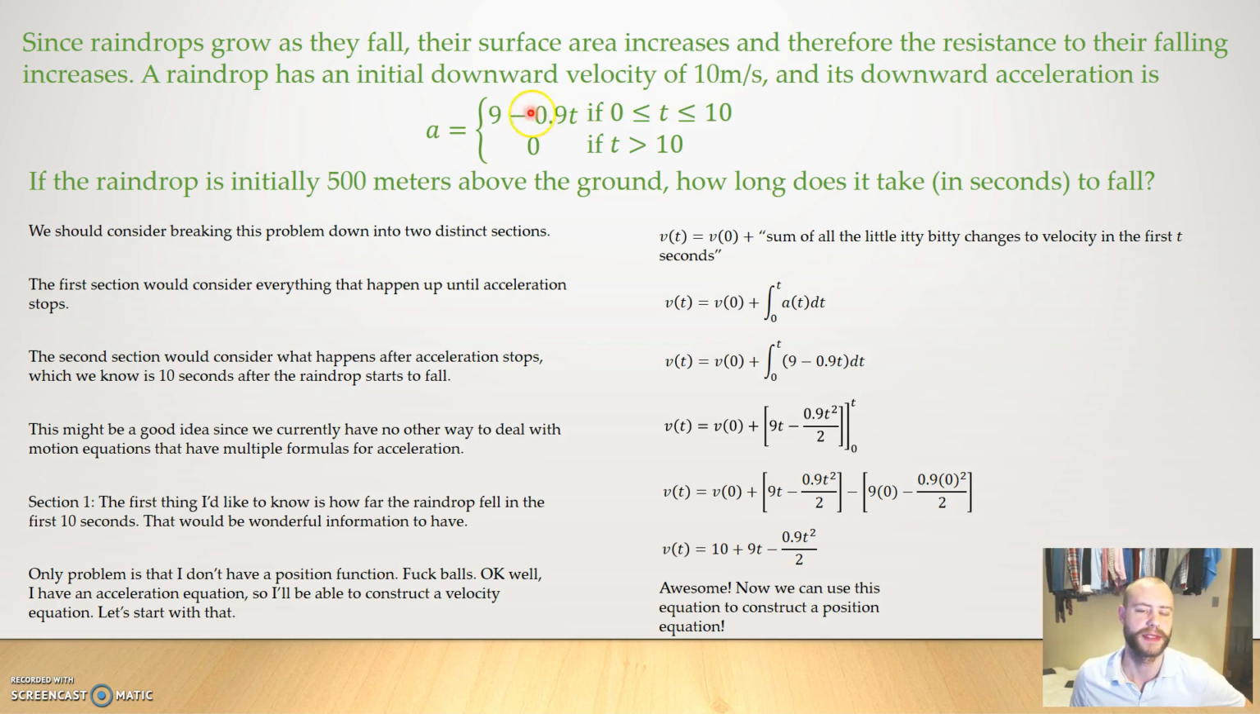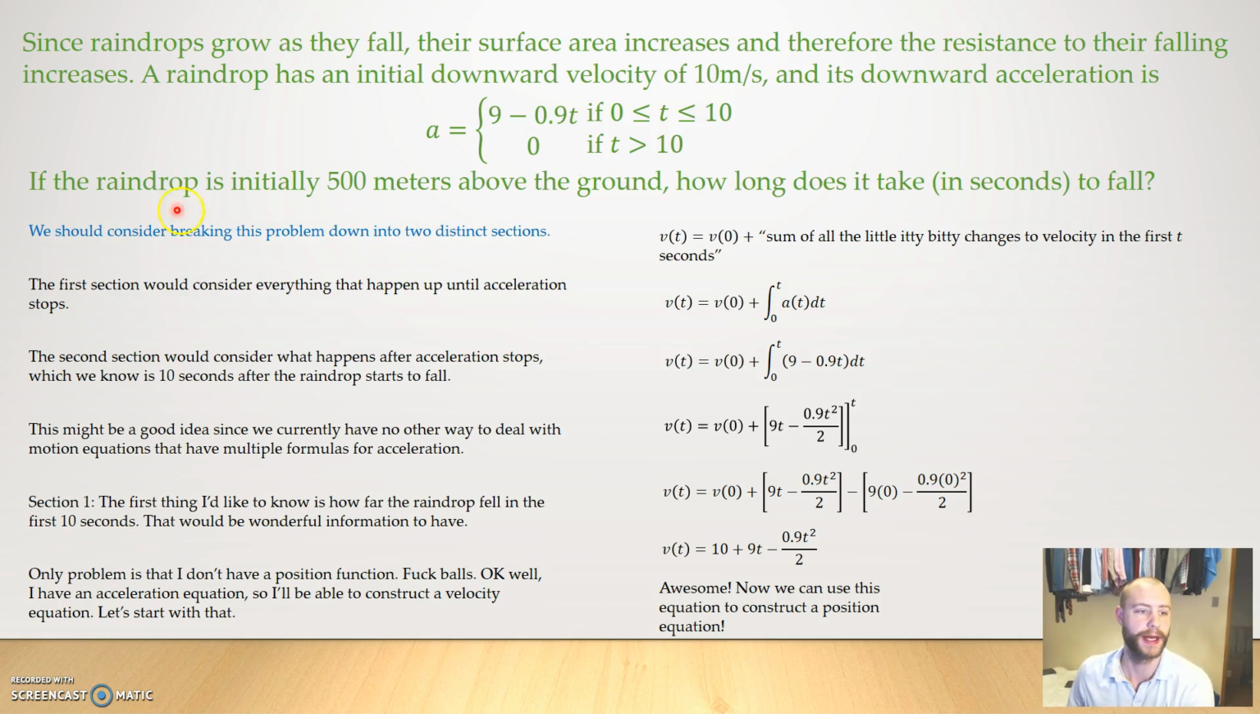And if we just take a second to look at it, when t is 0, it's going to be 9 minus 0. So acceleration starts at 9 meters per second squared. And then as t increases, you're taking off more and more, up until t is equal to 10, in which case you're taking off a full 9, which is why it's then 0 after that. Okay? If the raindrop is initially 500 meters above the ground, how long does it take in seconds to fall?